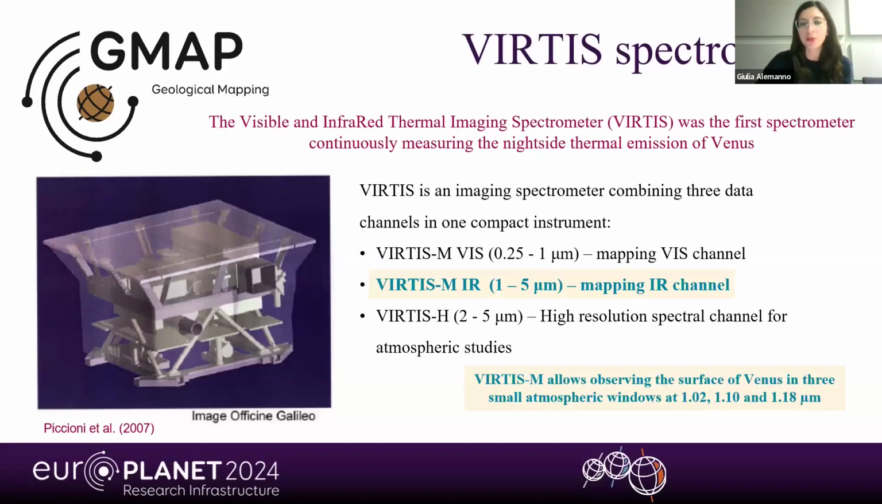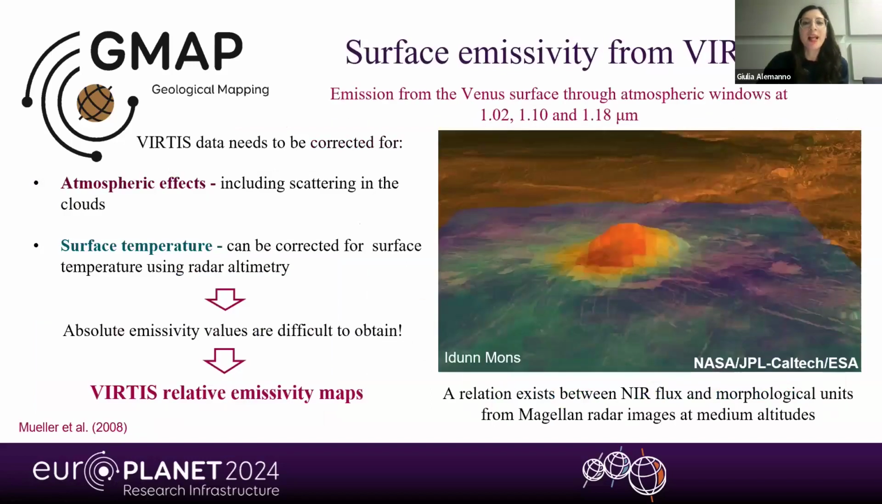Here we will focus on the VIRTIS-M infrared channel, because it's the channel that allows us to observe the surface of Venus in the three small atmospheric windows at 1.02, 1.10, and 1.18 micron. But how can we retrieve the surface emissivity from VIRTIS data? As I was mentioning before, the VIRTIS data needs to be corrected for atmospheric effects and also for surface temperature. Atmospheric effects include the scattering of the clouds.